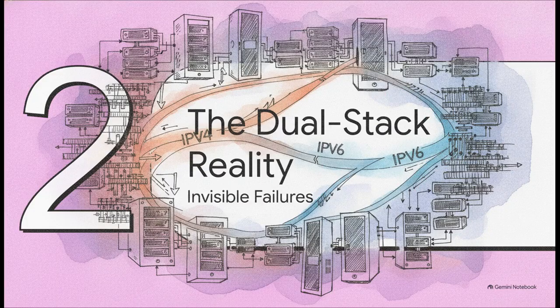Moving right along to Section 2, the dual-stack reality, and those dreaded invisible failures. Let's talk about the messy, complicated reality most of us are living in right now, which is running both IPv4 and IPv6 stacks simultaneously on production networks.